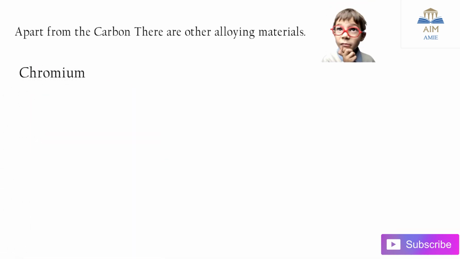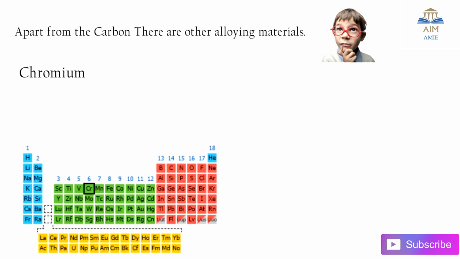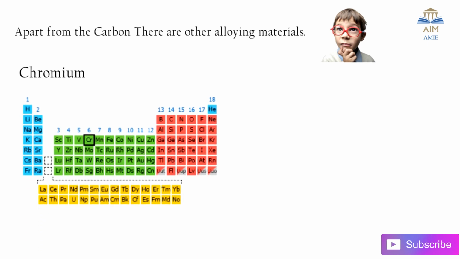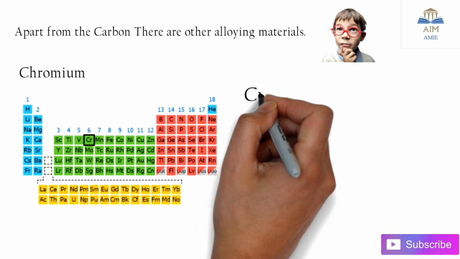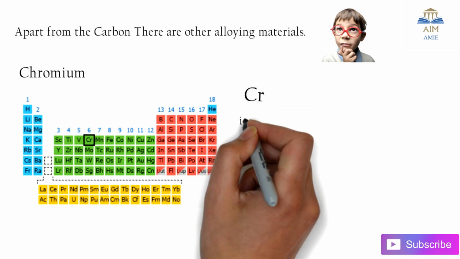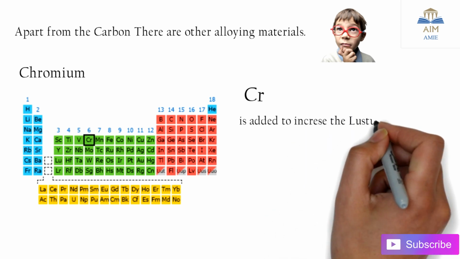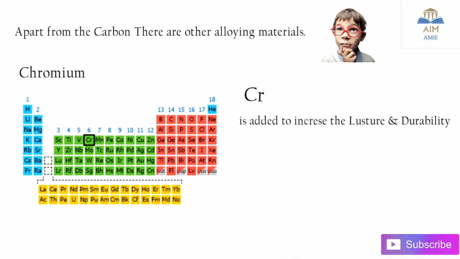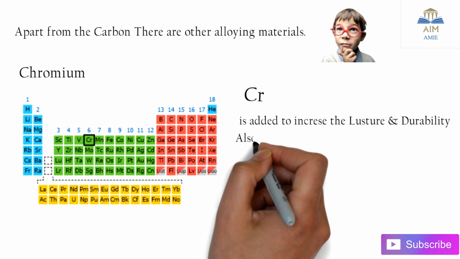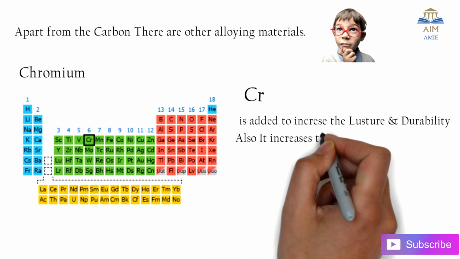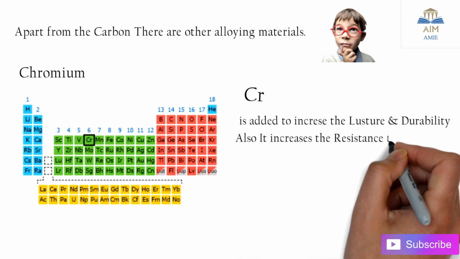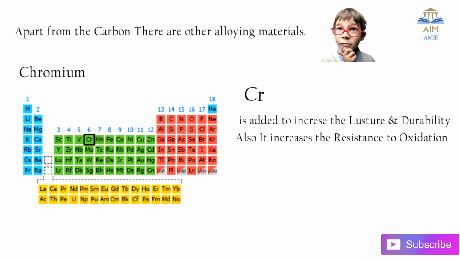The first is chromium. I have located it in the periodic table: it is Cr, a transition element, typically denoted by Cr. It is added to increase luster and durability. Basically, for luster and durability, chromium is there. Also, it increases resistance to corrosion, such as resistance to oxidation.